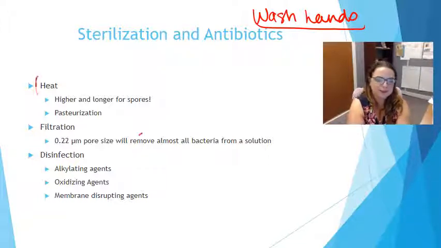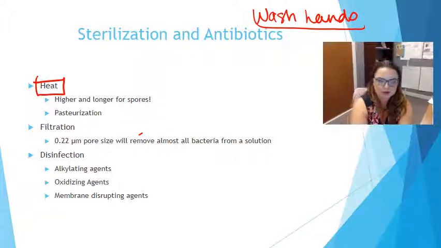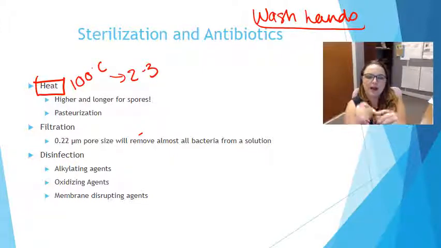So the first thing is heat. Heat is a great way for getting rid of a lot of organisms. For most bacterial organisms, heating something to 100 degrees Celsius for at least 2 to 3 minutes will kill anything actively growing. However, there are some organisms that make spores. Spores are highly resistant to heat.